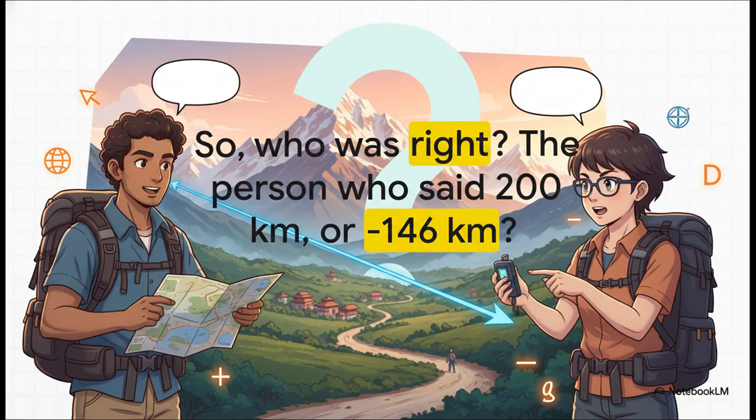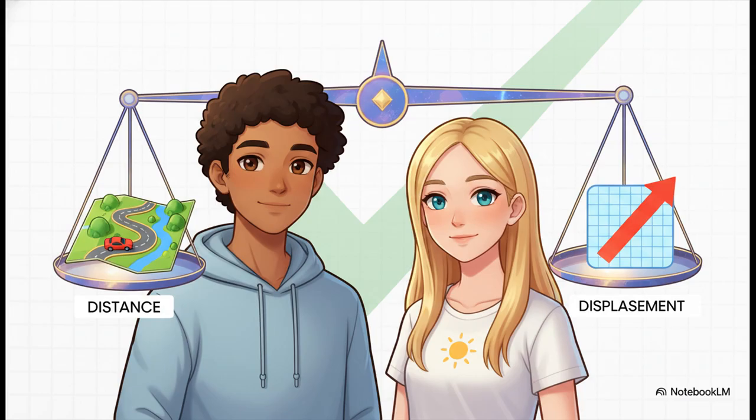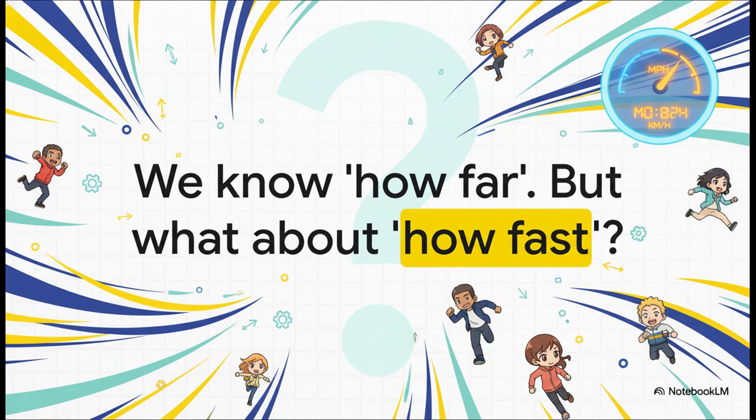This brings us all the way back to our original question. Our two friends planning that trip from Kathmandu to Pokhara. After all this, who was right? And the answer is they were both correct. They weren't disagreeing on a fact, they were just using two different, equally valid measurements. One was describing the distance, a scalar value, and the other was describing the displacement, a vector that included direction. So we've totally cracked the code on how far. But this opens up a fascinating new question, doesn't it? If there are two completely different ways to measure how far you've gone, does that mean there are also two different ways to measure how fast you're going?